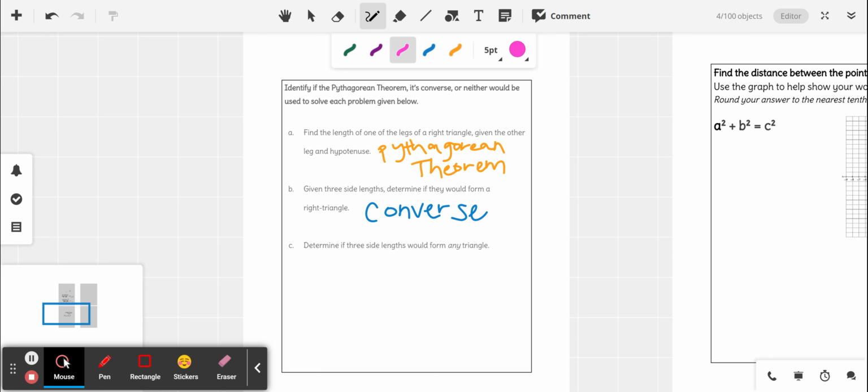And then for part C, determine if three side lengths would form any triangle. This would be neither. The Pythagorean theorem and its converse are both used only for right triangles. So if you see that word any, that's telling you that it is neither.